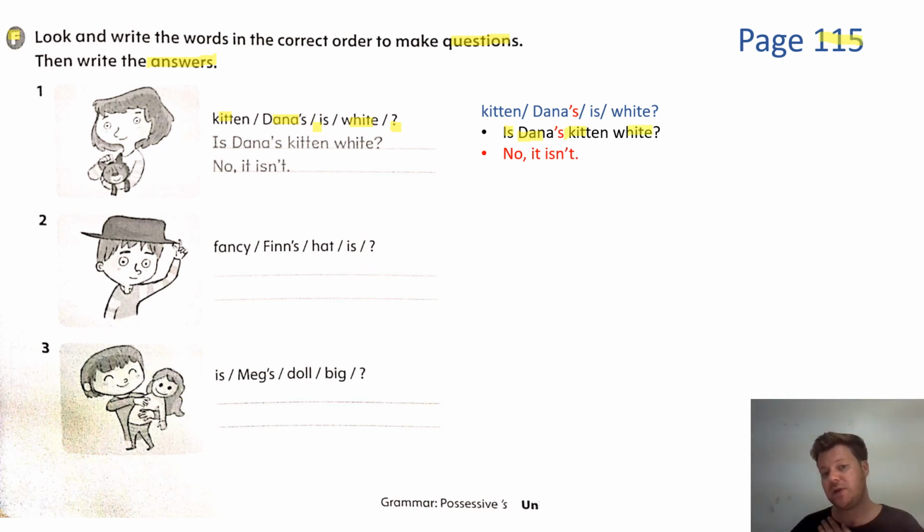Can you see that we start our sentence with a big letter I, but then we also have Dana, big letter D, because it's a name, and a name will also always be a big letter. And then we're going to look at the picture. Is Dana's kitten white? No, it isn't. Students, please try and complete question 2 and 3 by writing a question and the answer. Good luck.